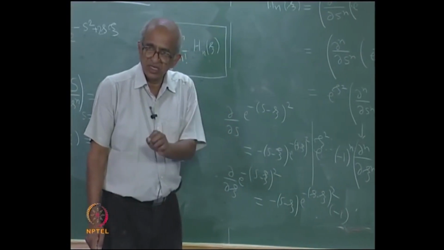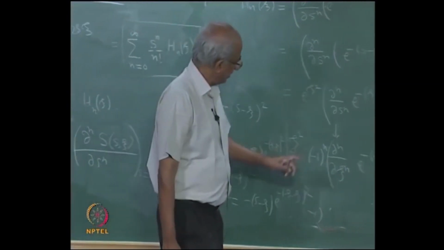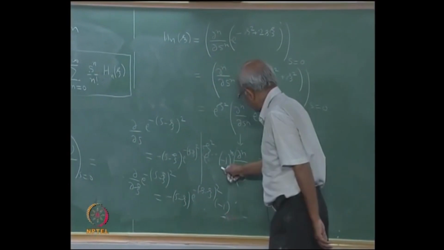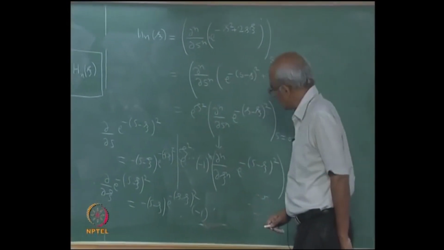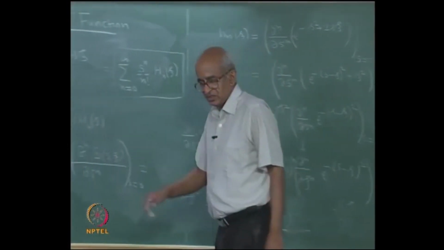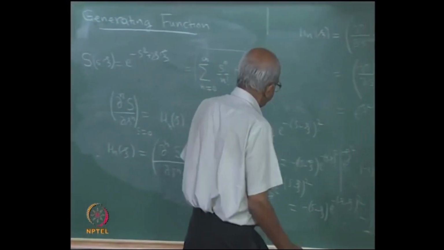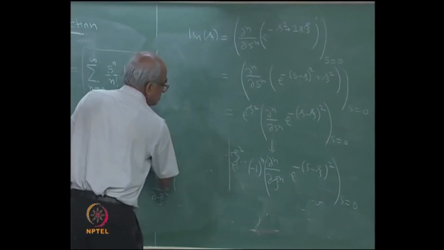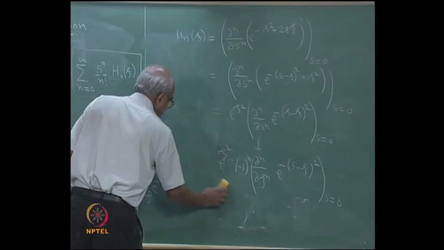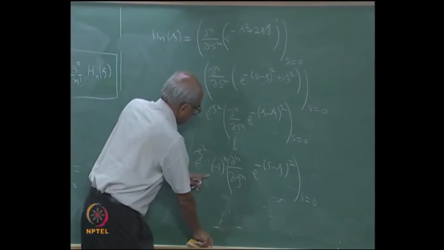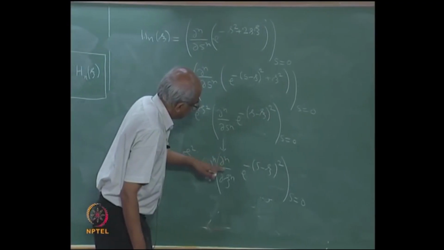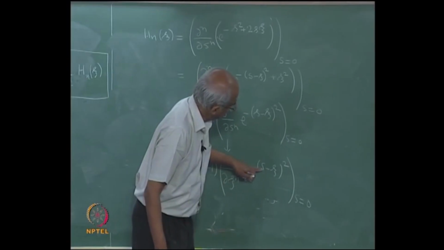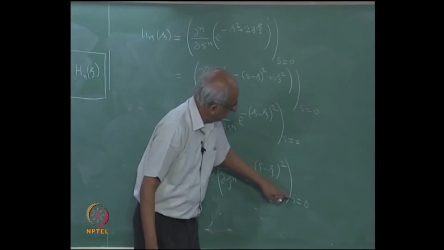Each differentiation is going to give you such a minus 1, and therefore, I say that here I can differentiate with respect to c provided I put a minus 1 to the power of n. But then this is very nice, because what is the expression that we have arrived at? The expression that we have arrived at is e to the power of c square minus 1 to the power of n dou to the power of n by dou c to the power of n e to the power of minus s minus c the whole square, s equal to 0.